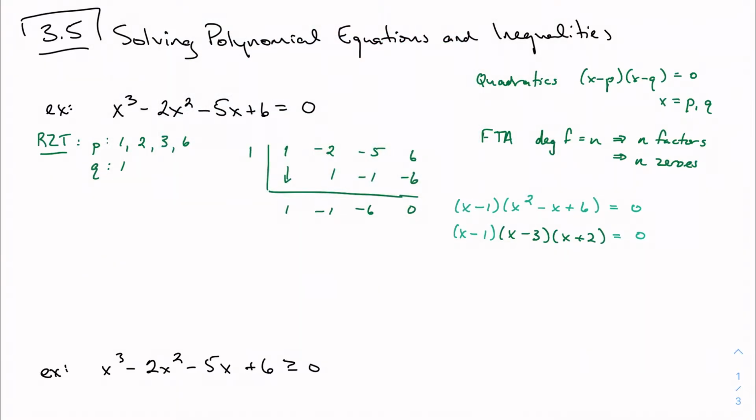Well, and just like we learned from quadratics, I can take these three factors, isolate them, set them equal to 0, I'm going to get 1, 3, and -2 as my roots. So my solutions to this equation are 1, 3, and -2.